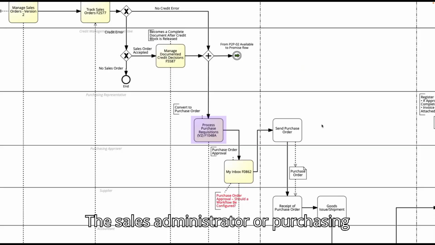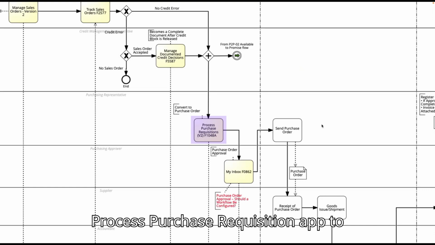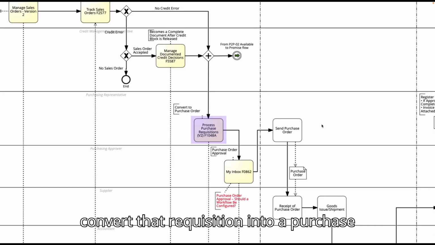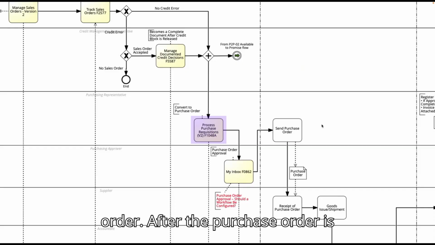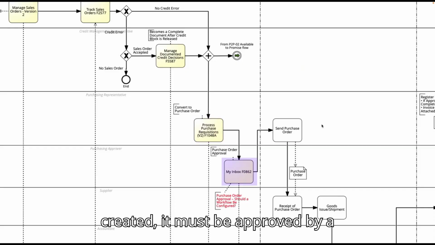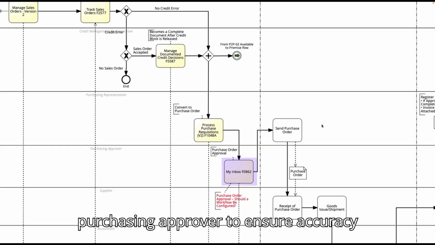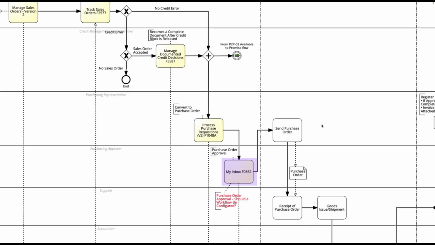The sales administrator or purchasing representative can then go into the Process Purchase Requisition app to convert that requisition into a purchase order. After the purchase order is created, it must be approved by a purchasing approver to ensure accuracy before moving forward.